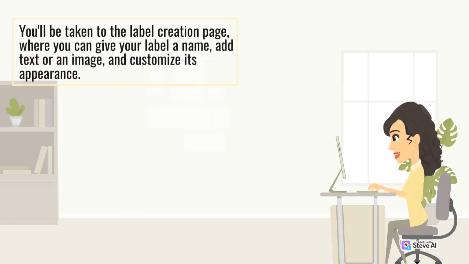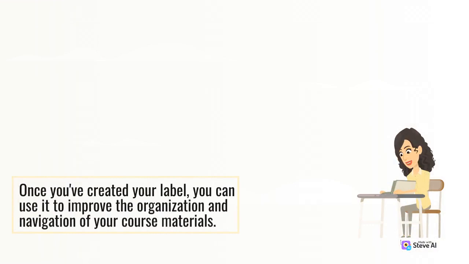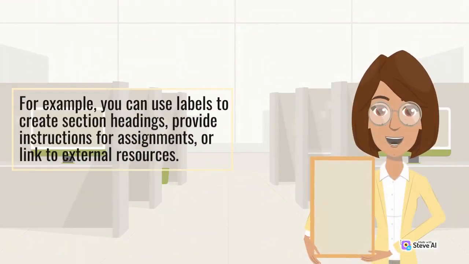You'll be taken to the label creation page, where you can give your label a name, add text or an image, and customize its appearance. Once you've created your label, you can use it to improve the organization and navigation of your course materials. For example, you can use labels to create section headings, provide instructions for assignments, or link to external resources.